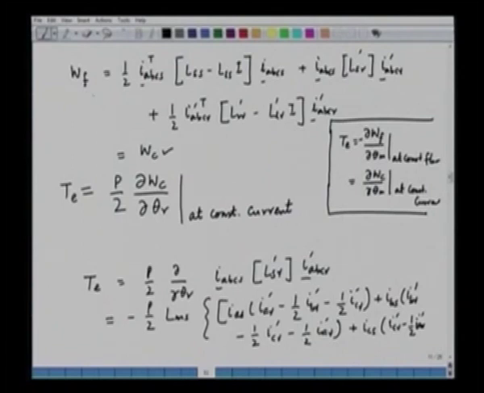We have the energy stored in the field, WF, is half i_ABCS transpose (L_SS minus L_LS I) into i_ABCS plus i_ABCS transpose L_SR prime into i_ABCR prime, plus half i_ABCR prime transpose (L_RR prime minus L_LR prime I) matrix multiplied by i_ABCR prime. So, this equation is the equation for energy stored in the coupling field.